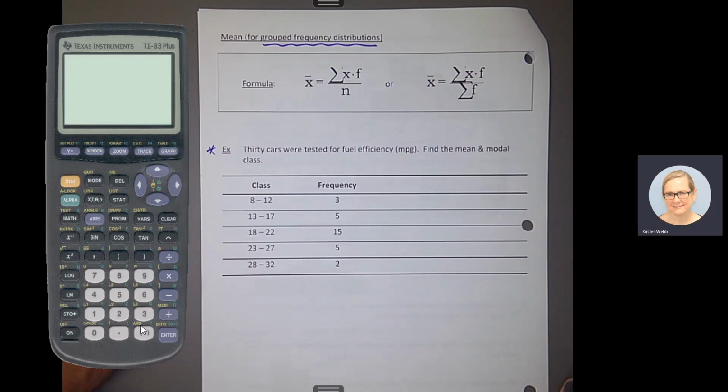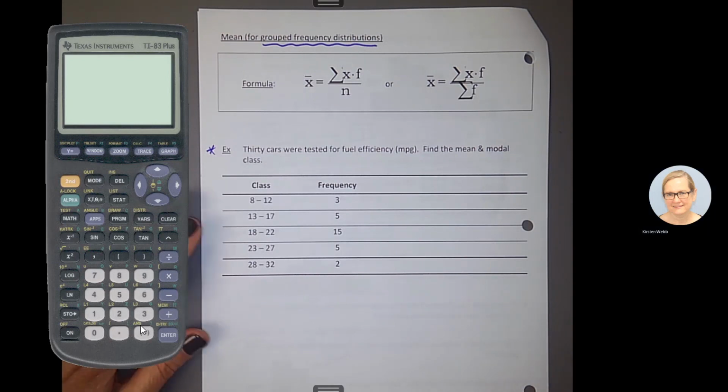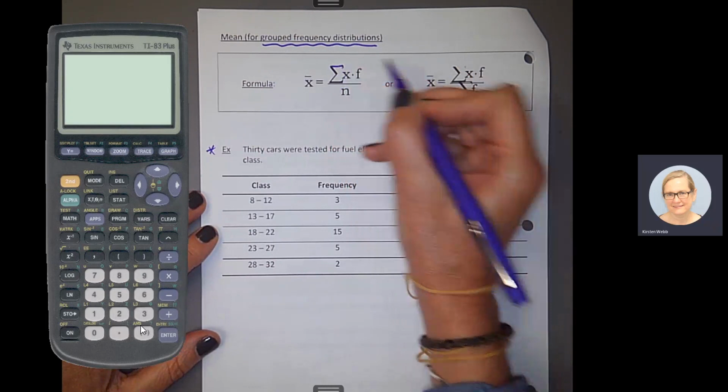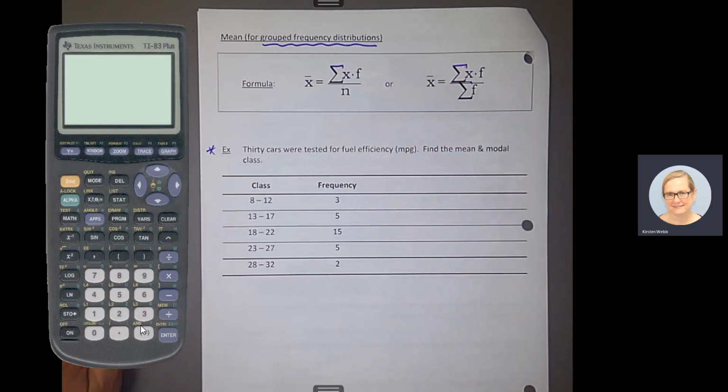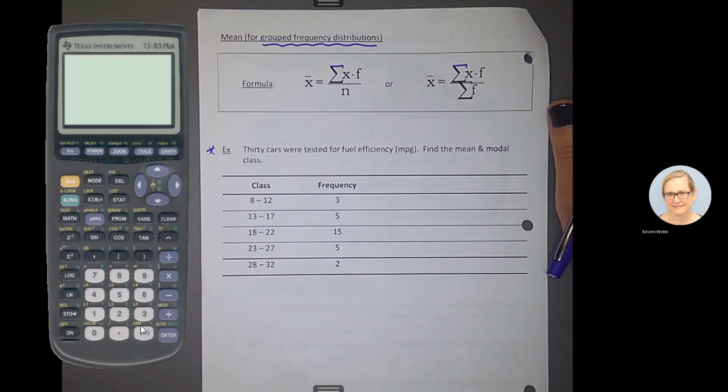It says that 30 cars were tested for their fuel efficiency, as in miles per gallon. They're asking us to find the mean and modal class. It's a little bit different than what we were doing before, because we don't know the 30 individual numbers this time. They've already been grouped into classes.